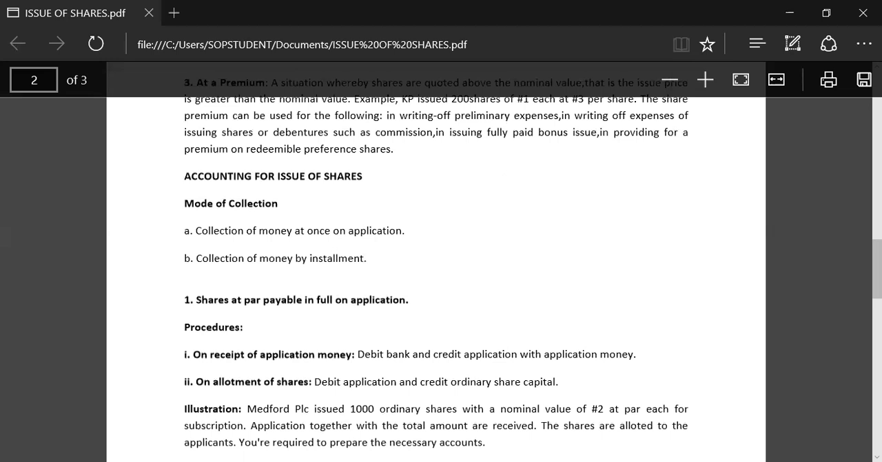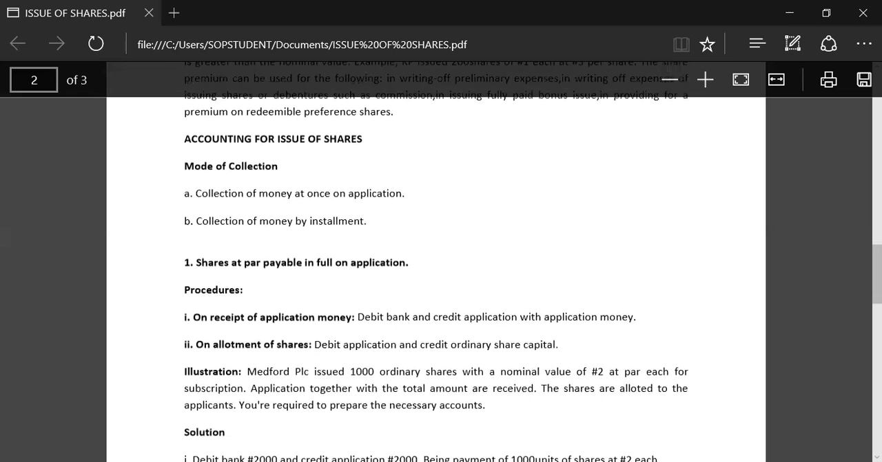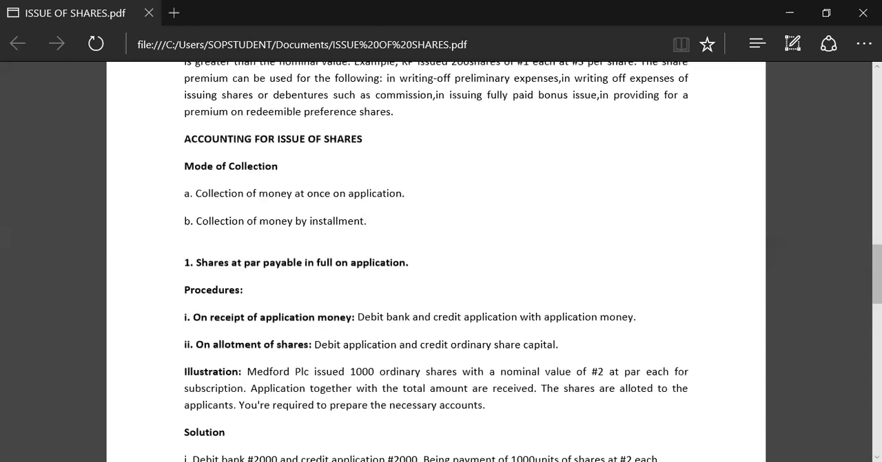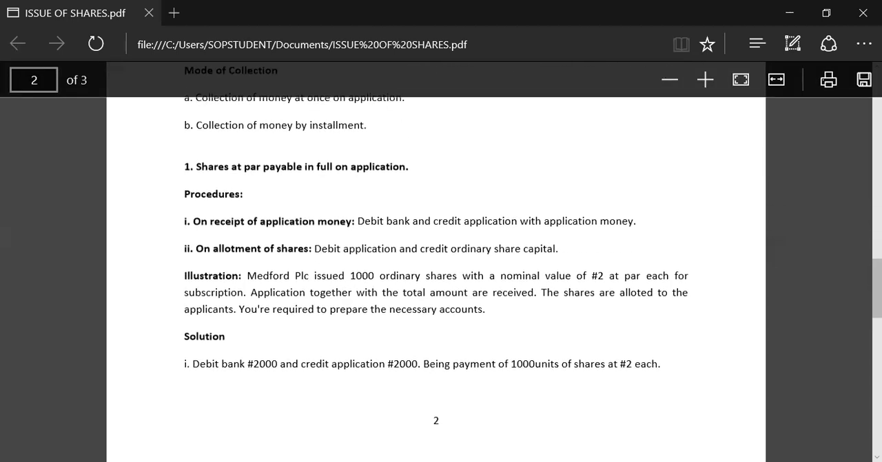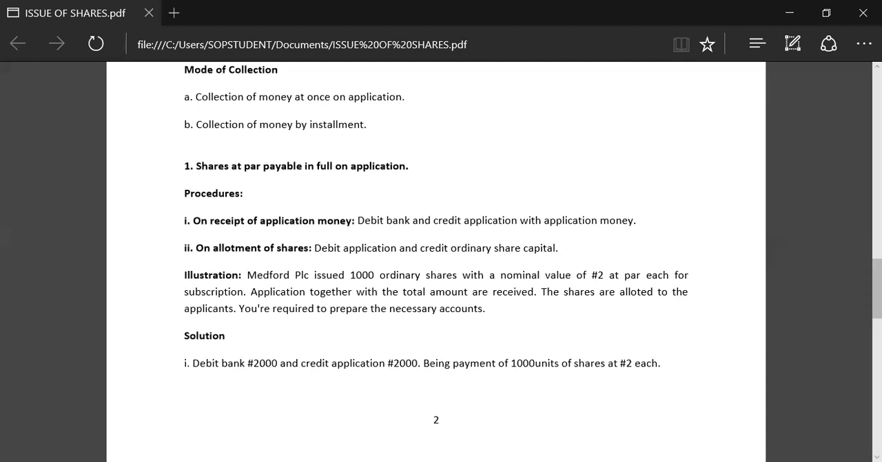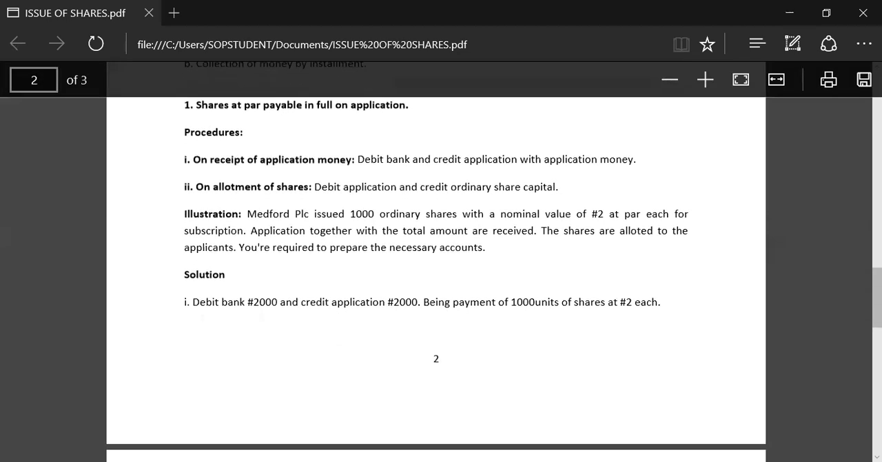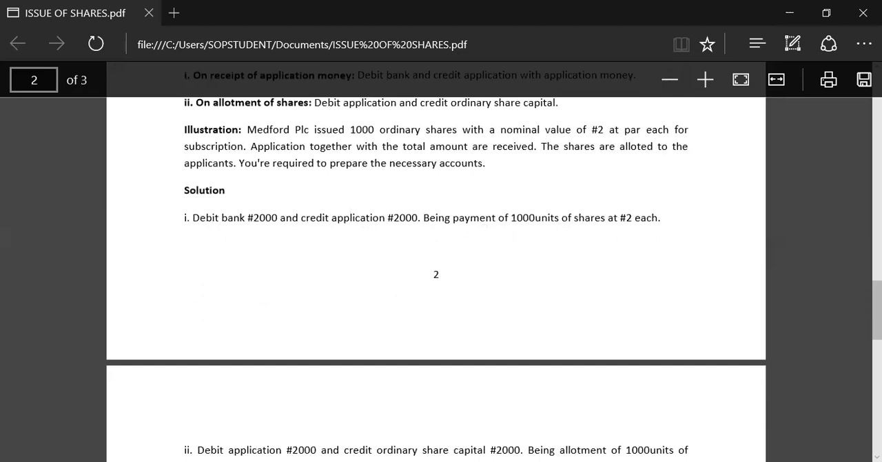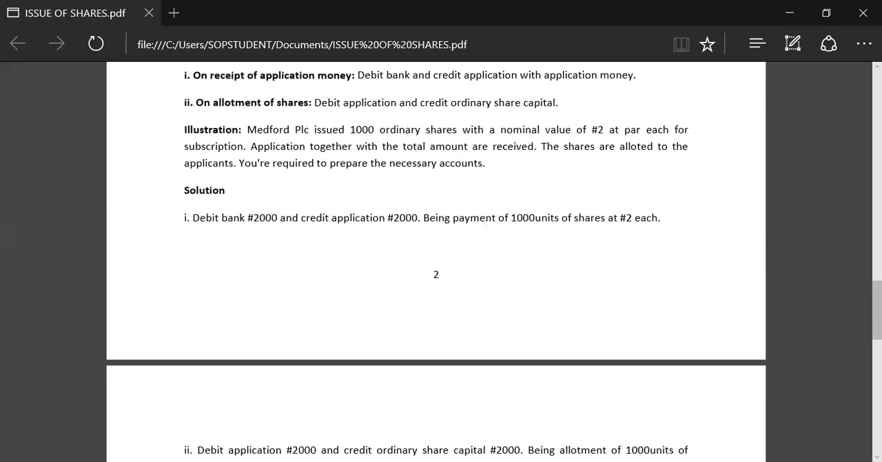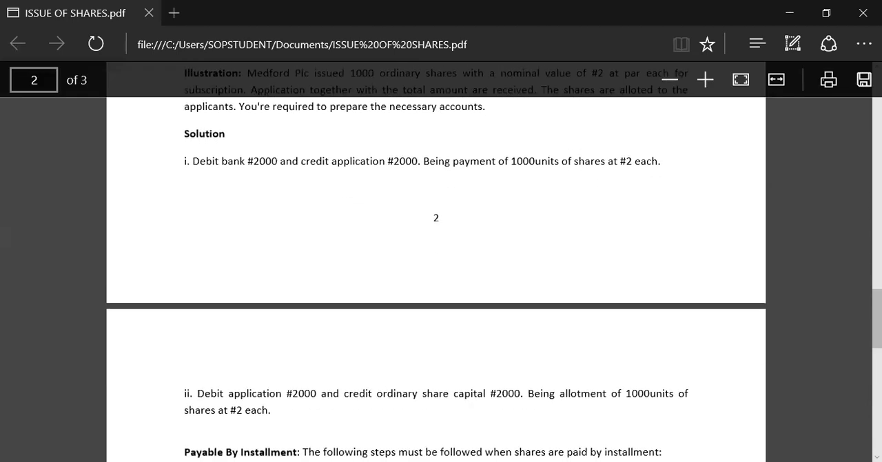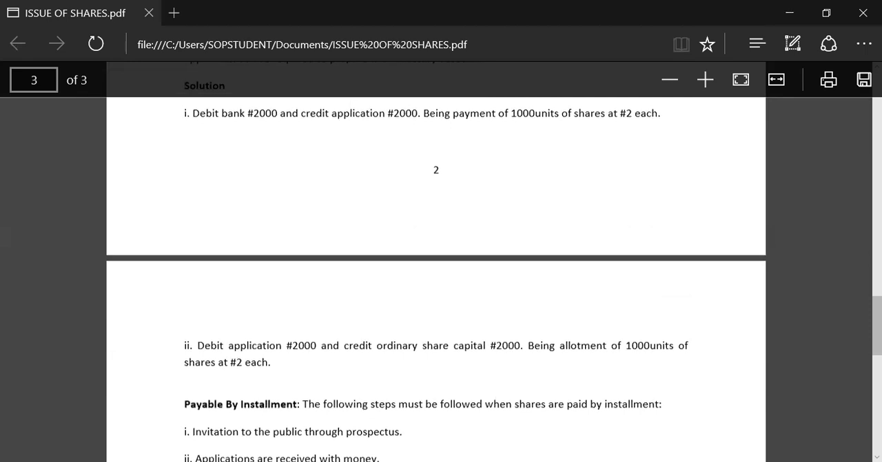When accounting for issue of shares, there are different things to consider: collection of money at once on application and collection of money by installment. Shares at par, payable in full on application. This is where shares are issued at a value equal to the nominal value. The entry is to debit bank and credit application the total amount of the application, then debit application and credit ordinary shares.